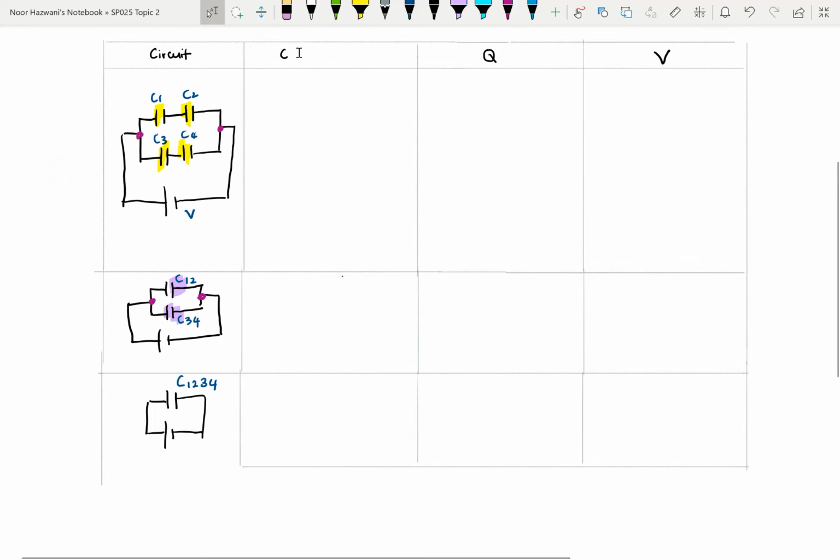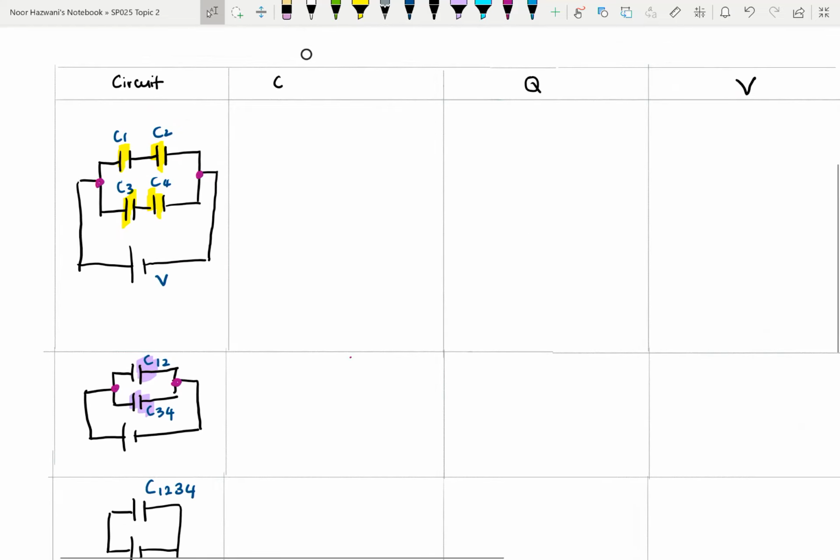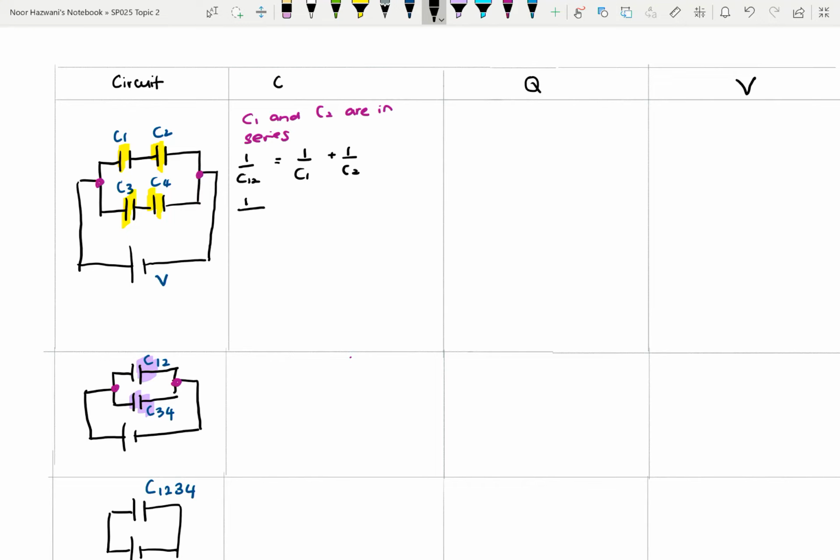Okay, now kita akan try untuk isi dulu kolom capacitance since the question asking for the C effective. Okay, so kita start. Okay, tulis. Okay, C1 and C2 are in series. So, kalau dia series, macam mana kita nak kira C total dia? So, dia kena 1 over C12 equals to 1 over C1 plus 1 over C2 and then you just substitute in the value C1 dan C2.